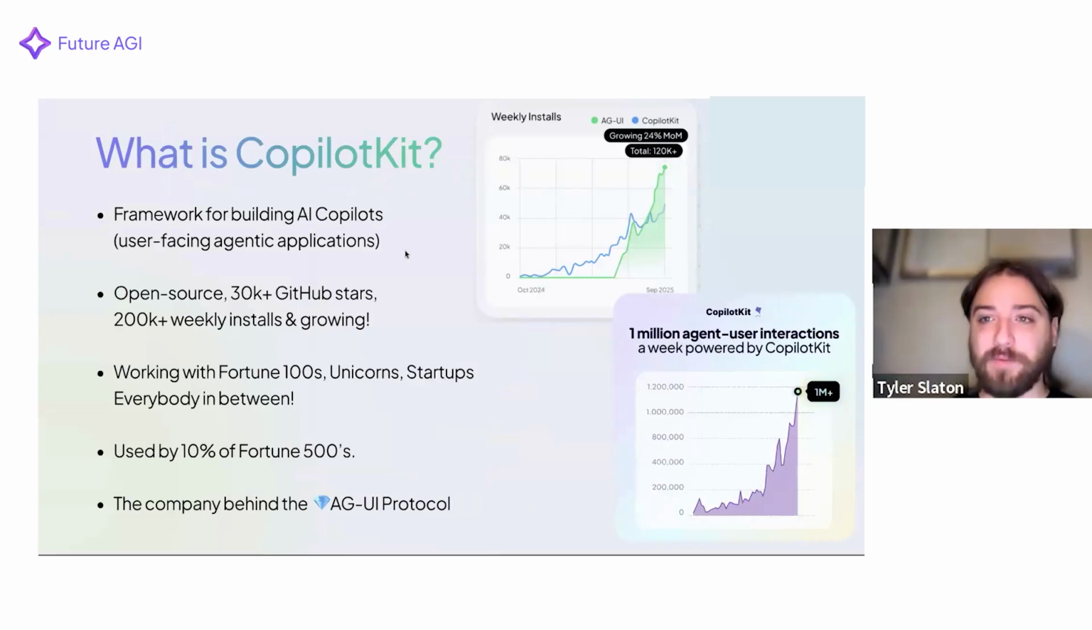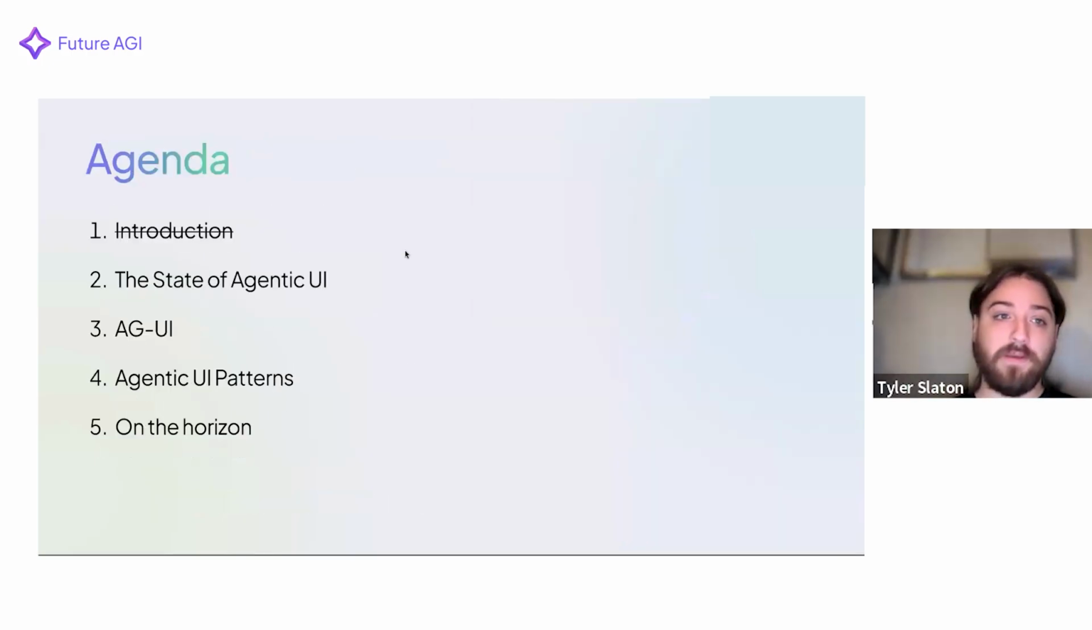CopilotKit is a framework for building AI copilots, which are user-facing agentic applications. It's open source. We're at about 30,000 GitHub stars and about 200,000 weekly installs, and that continues to grow week over week. We work with companies like the Fortune 100s, unicorns, and startups, and really everyone in between, and we're used by 10% of the Fortune 500s. We're also the company behind the AGUI protocol, which is the fastest growing TypeScript AI framework that exists.